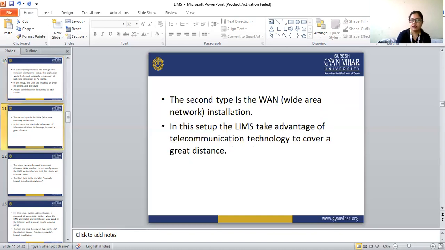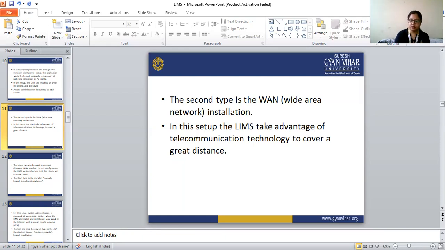Second is WAN, that is wide area network installation. In this setup, the LIMS must take advantage of telecommunication technology to cover a great distance. So WAN, wide area, means it is not local, it is wide area coverage. Because of the distance, we are using telecommunication technology in this WAN system.